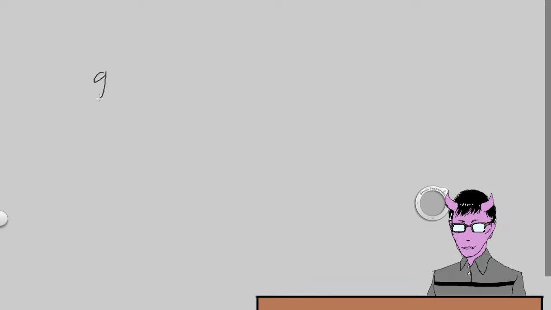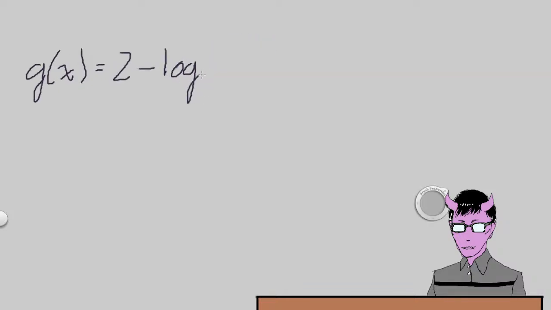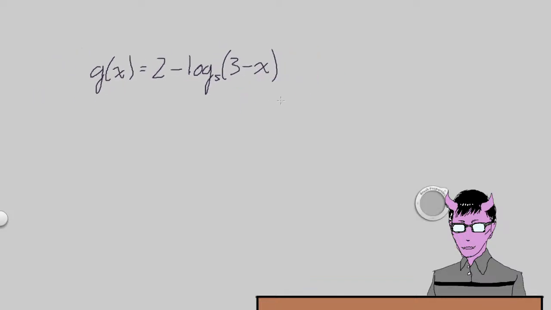Alright, so what do we got? We got g of x is equal to what? 2 minus log base 5 of 3 minus x. So we have multiple annoyances here, right? We have a negative on the x. We have a negative there. So we have 2 flips. We have 2 reflections. So reflection across the vertical, and then reflection across the horizontal. So keep that in mind. So let's start with the domain and range analysis.